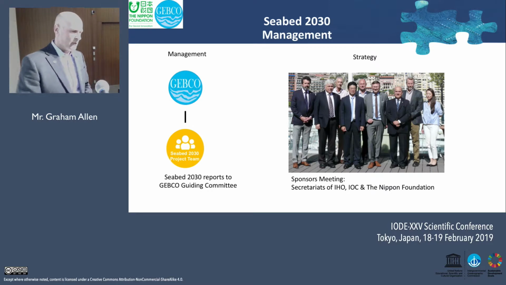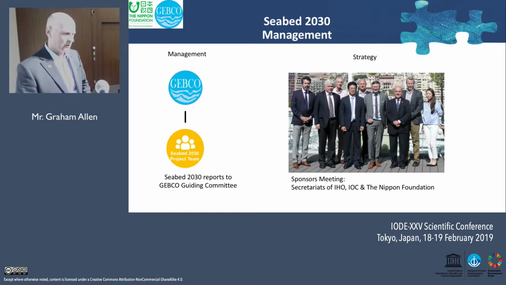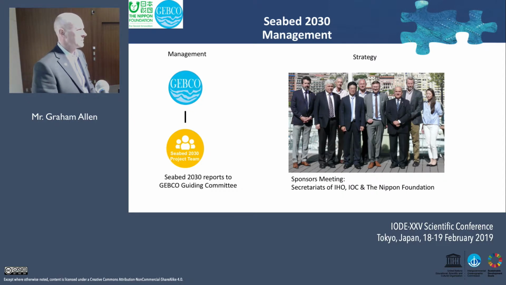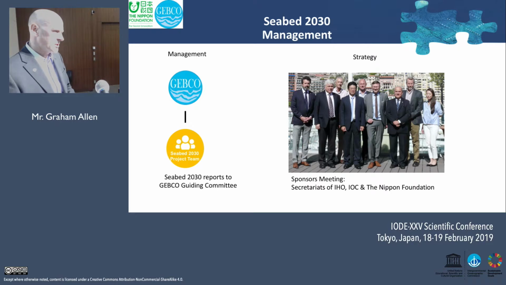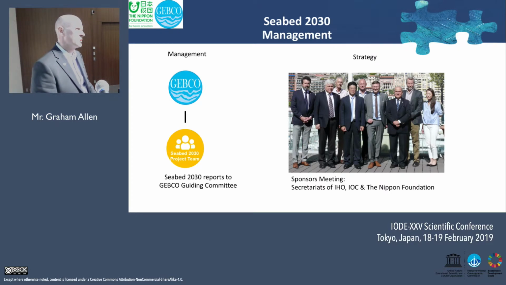And then there's myself in the middle, and then over to the right is Matthias Jonas and Mustafa Iptis, who are the IHO Secretariat. And then the gentleman furthest to the right is Martin Jakobsen, and then Mao Asibi, who's part of the Nippon Foundation. So the sponsors meet and input to strategy to the Seabed 2030.